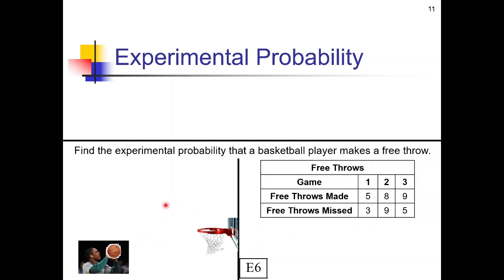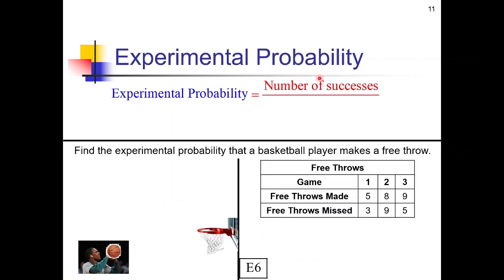In situations like this, we have something we can use called experimental probability, where we take the number of actual successes that we've already measured and divide it by the number of trials. So we still have sort of favorable outcomes over total something, but the total something is now times that we've tried something, not really thinking about how many different ways it could end up.